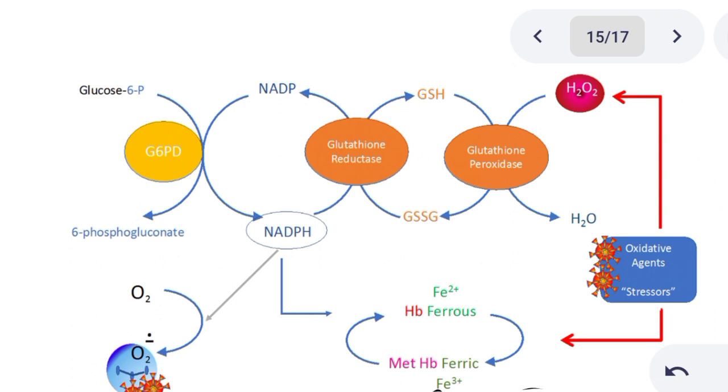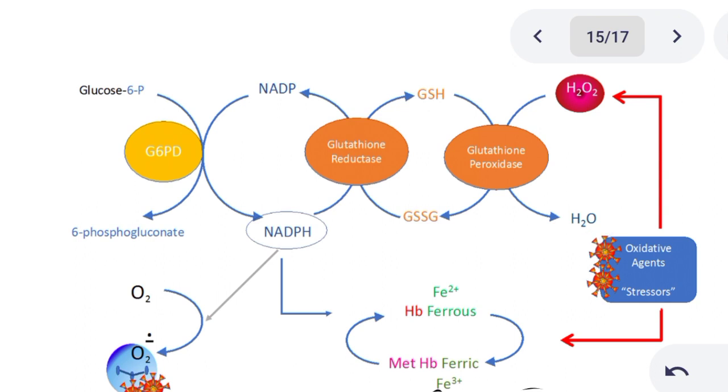So now the implication is that this hydrogen peroxide, if it can't be converted to water, is going to start building up in the cell. And when it starts building up, it is going to cause what? Damage to the cell membrane. It's going to cause damage to what? Damage to the enzymes in the red blood cell.